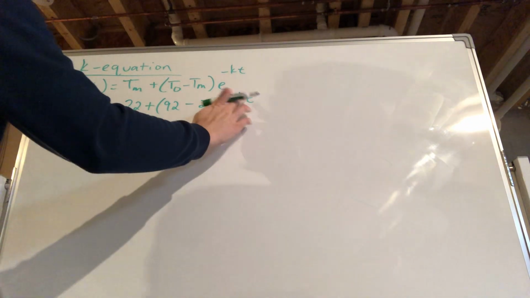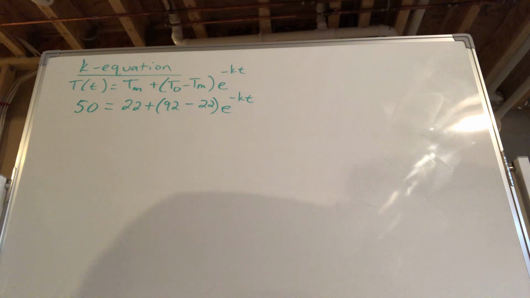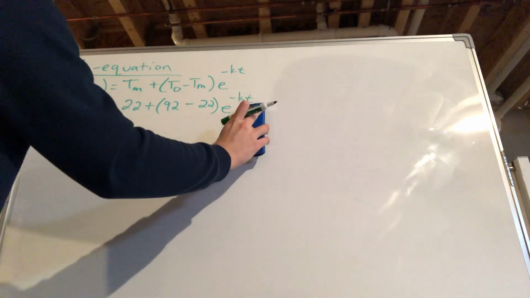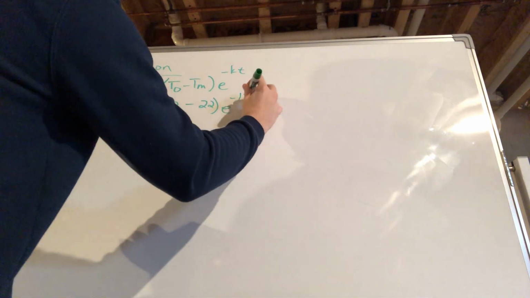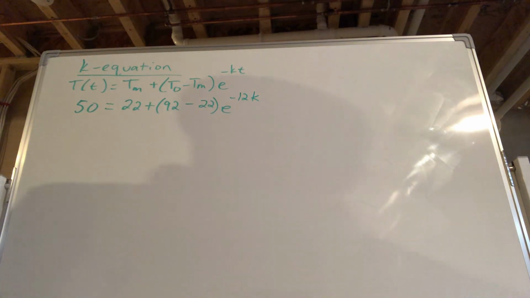And instead of negative kt, let me rewrite that as negative 12k, because didn't we say our time in minutes is 12? And by the way, if our time is in minutes here, my answer is going to end up being in minutes as well. All right, so now it's just solving. We've done a problem very similar to this yesterday. We're just going to keep getting practice with this.